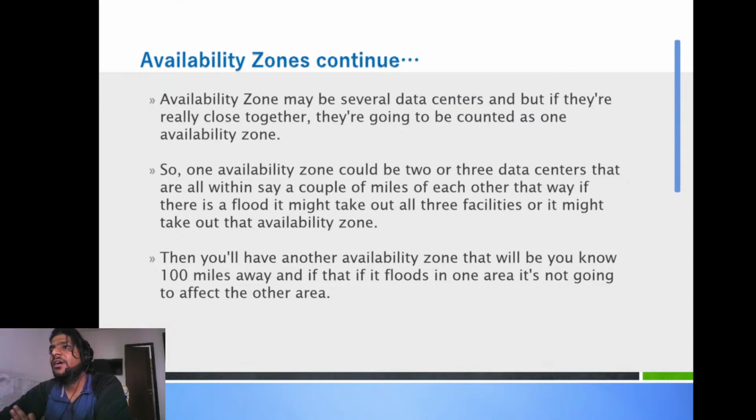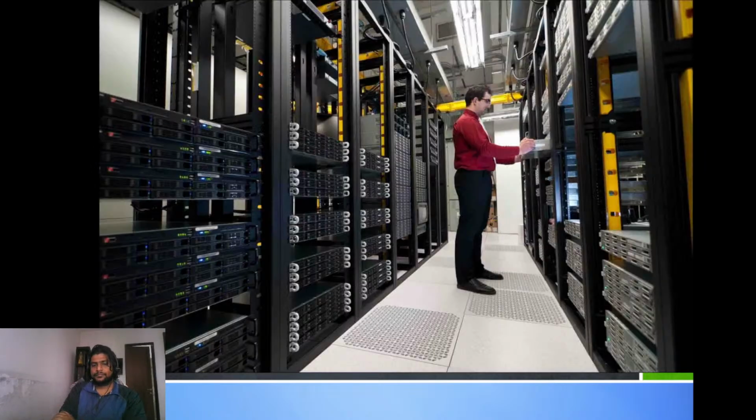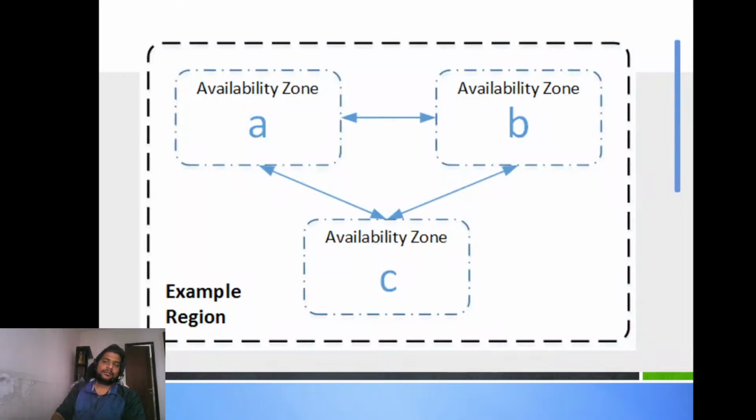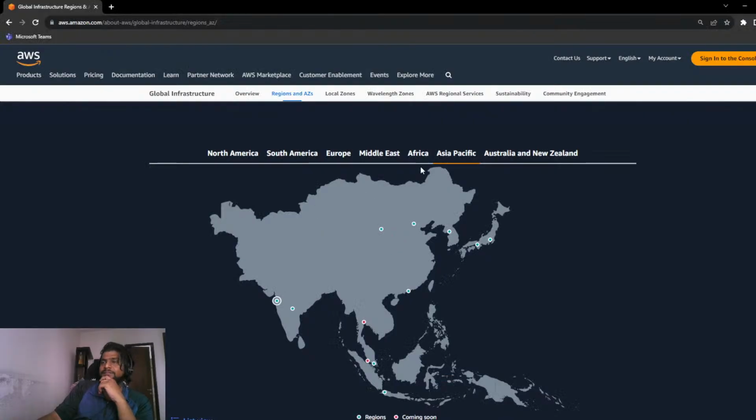Then you will have another availability zone that will be 100 miles away, and if there is any flood in one area, it is not going to affect the other area. So if one availability zone goes down, it should not impact a second availability zone. So this is a diagram. Any question on this? So let's go check here.